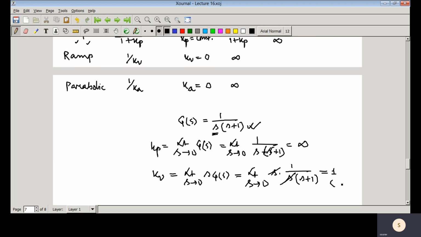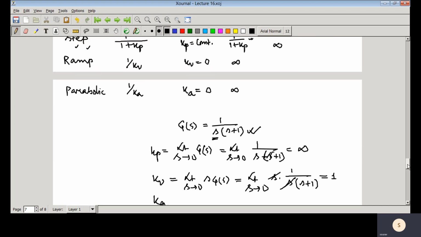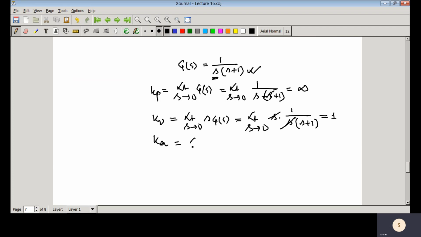So that means this is a finite value. It is a finite value. And whenever you calculate Ka, that is the static acceleration constant, that is limit s tends to 0 of s square G(s). So now you can see limit s tends to 0 of s square into 1 by s plus 1, and here one s will be cancelled out, that is s by s plus 1, and as in the numerator one s is there, so that would be equal to 0.